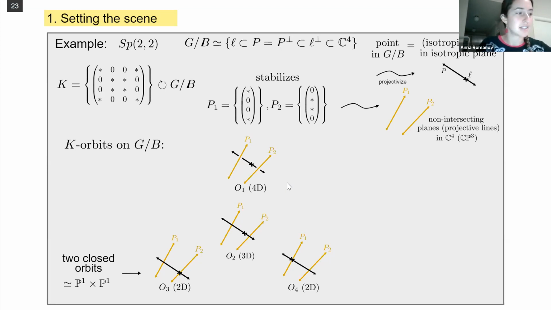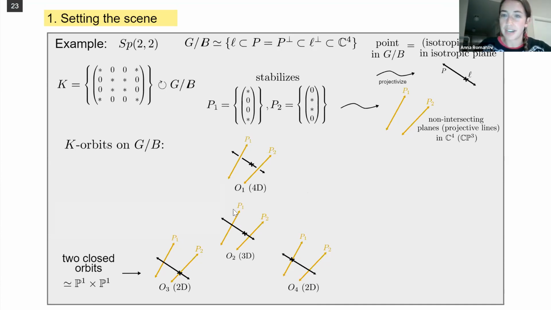And this orbit, it turns out, is 4-dimensional. So we can count the dimensions by thinking about all of the possibilities. So we have 3 dimensions of choice now for where this point, which is secretly our line, lies in CP3. And then we have 2 dimensions of choice for where the line lies on the plane, I think. And then the fact that we have some symplectic condition cuts this down by 1 dimension. And so this orbit here is 4-dimensional.